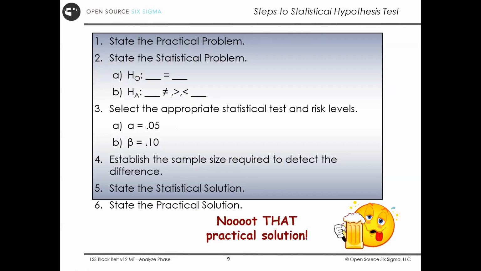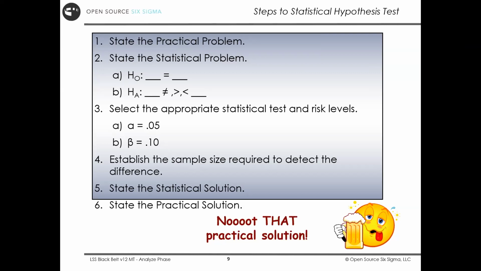So you can say that our roadmap, or our steps to a statistical hypothesis test, start with stating the practical problem. A practical problem, everyone can understand it in our organization. It means we have 2 suppliers and we need to decide whether to rely on supplier 1 or supplier 2. Or we have a certain KPI and you need to detect statistically whether we achieve the target or not. This is very easy and anyone can understand it.